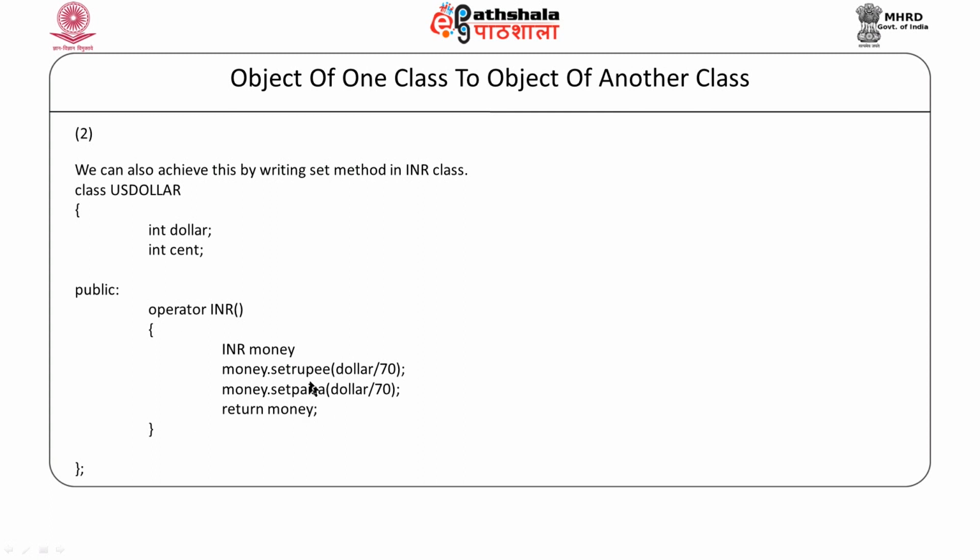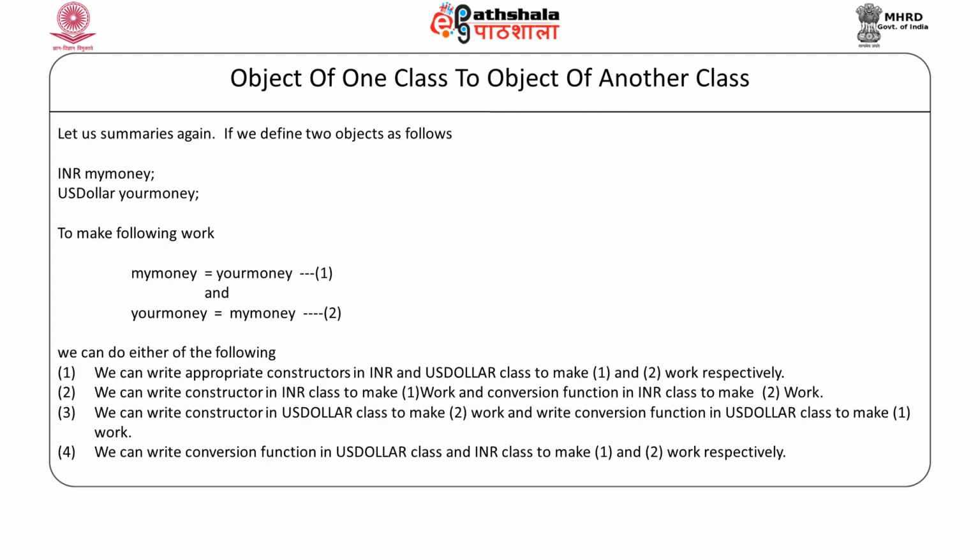Now, these two functions are the public methods of the INR class, therefore, we can easily invoke them in this function, and these two functions will do the job of assigning these values to the rupee and the paisa data members of that INR object. And once we do so, we will be able to achieve the assignment that we wish to do. So, let me summarize this conversion of object of one class to the object of another class.